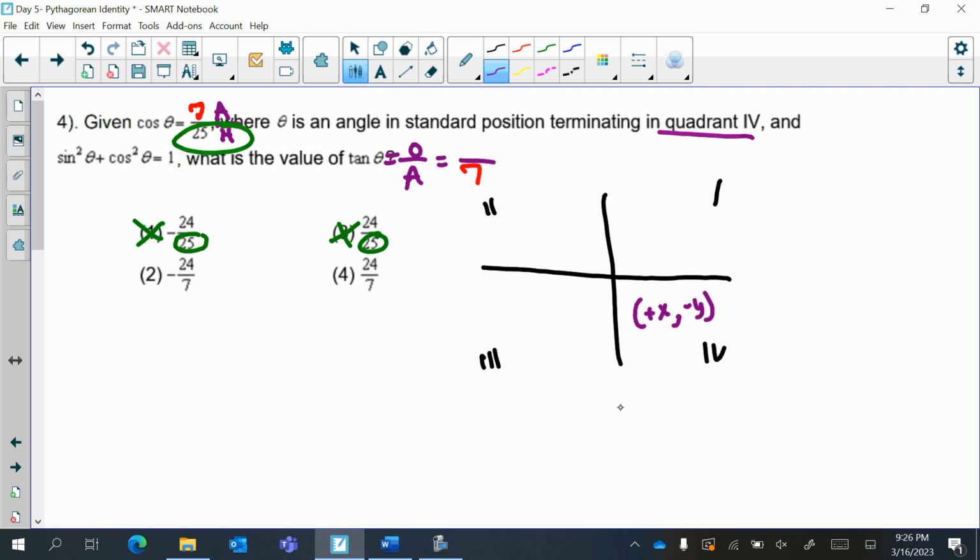But we want to know about tangent. So what do you know about tangent? Tangent is opposite over adjacent. It's sine over cosine. Tangent is also y over x. Now, if tangent is y over x, we have negative y and positive x. So if you think about it, a negative divided by a positive is a negative value. We are going to keep the negative in our answer. And you didn't really have to do the question.